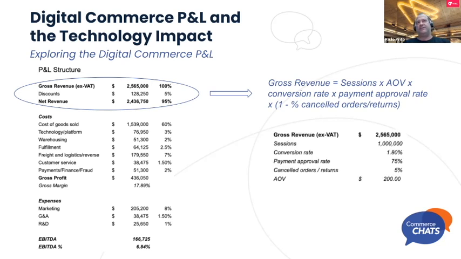So giving an example on this specific P&L that I'm using here, if you think about the gross revenue, you have, for example, 1 million sessions, then 1.8% conversion rate. Let's say 75% of the orders are actually approved and paid, and then you have 5% returns, and your AOV is $200. If you do this math, that's the number you get to, okay?